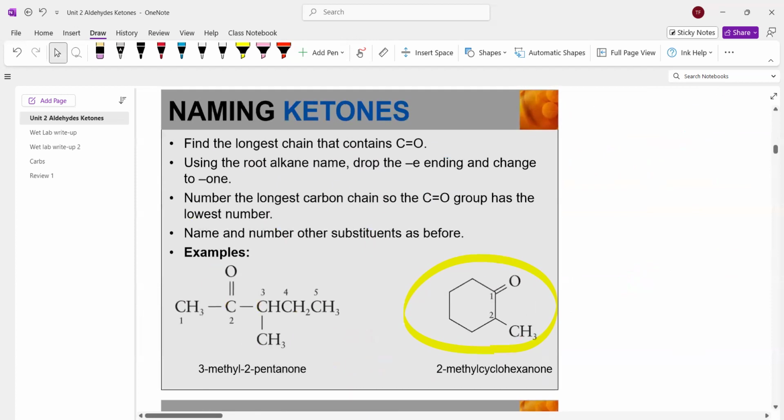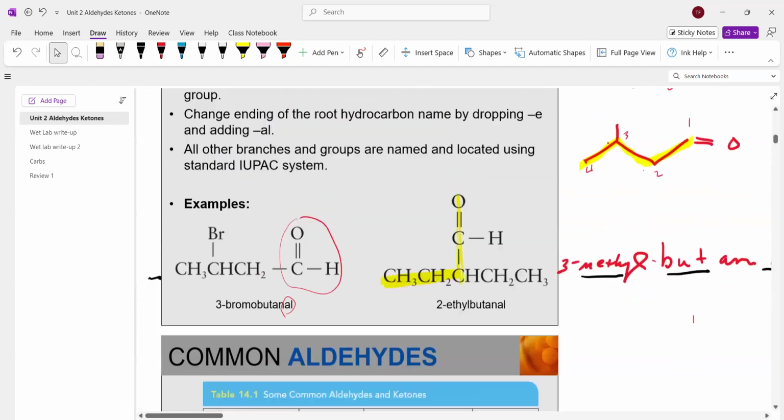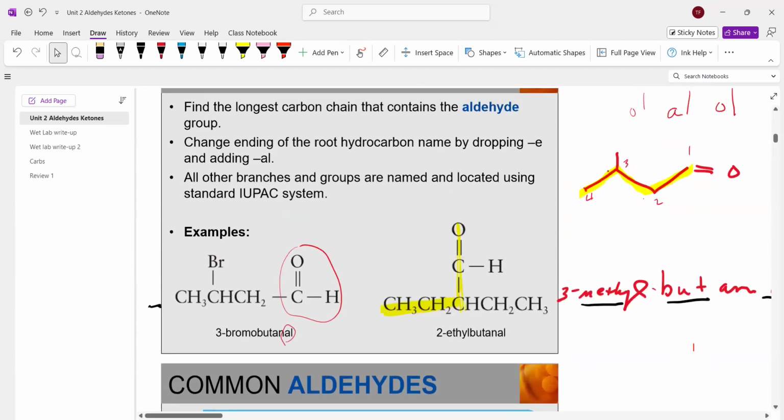Okay, ketones. Okay, one last thing on aldehydes. Aldehydes have to be at the end. No exceptions. By definition, aldehydes are at the end of the backbone. Hence, you cannot have circular or cyclic aldehydes unless the aldehyde is a branch.